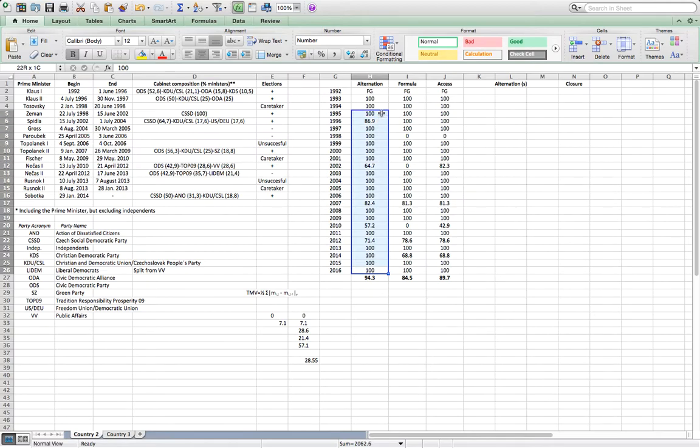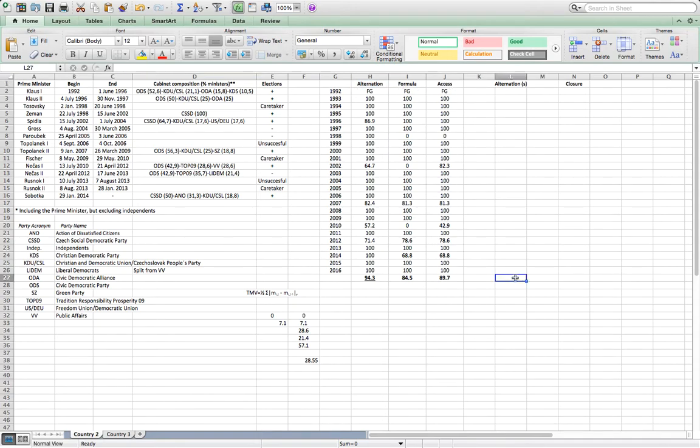You see, what we get here is 94.3, the mean of all the years for alternation. For closure, for formula we get 84.5, and for access, 89.7. We said that because alternation goes from 50 to 100 and the two other indexes from 0 to 100, we need to standardize alternation in order to later find the average, the mean of the three features.